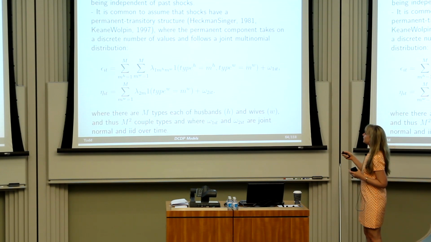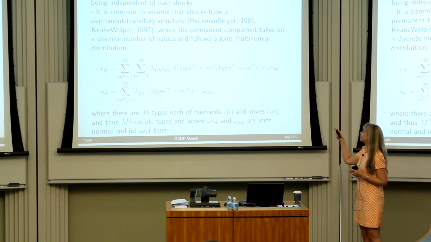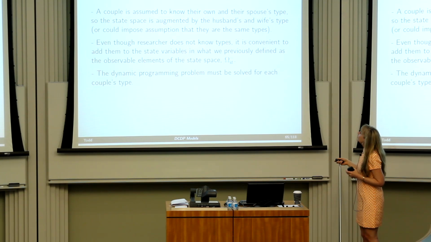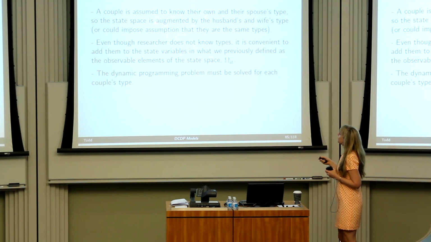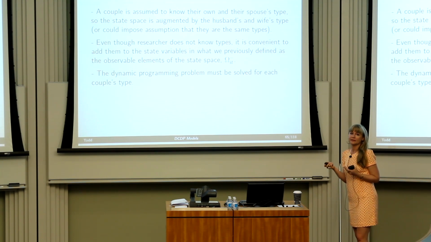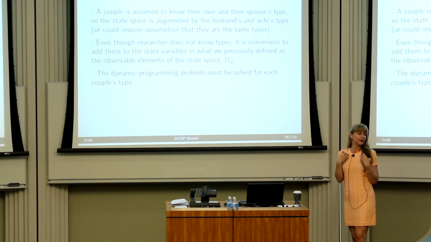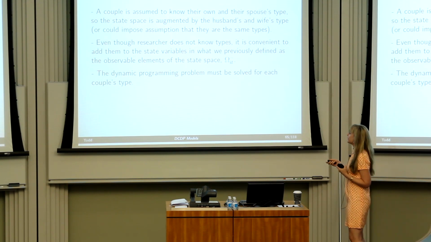Keane and Wolpin were the first to use this in a dynamic discrete choice model. But the idea is very similar to the Heckman-Singer idea for duration models. It's assumed then that the couples know their type, or their spouse's type, so that becomes part of their state space, their unobserved type. We don't know their type, so for us it's like the unobserved shock.